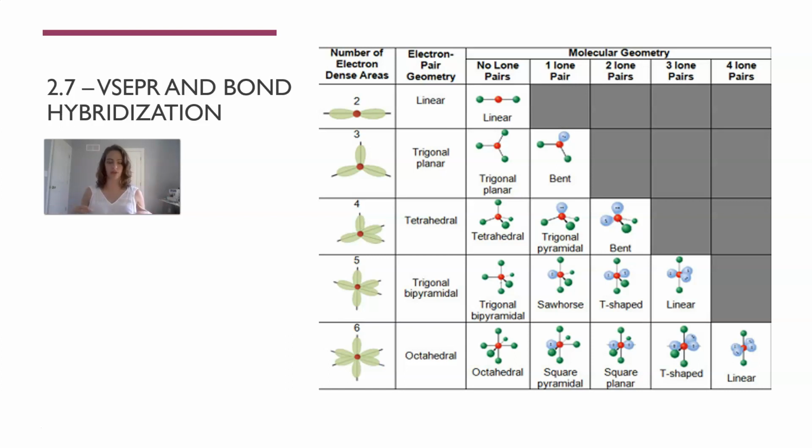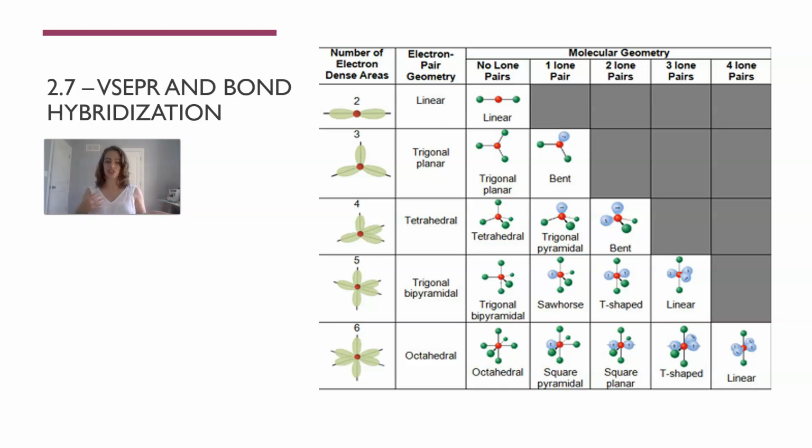Next one is square pyramidal. So if you have a central atom and 5 things on the outside and 1 lone pair, square pyramidal. Square planar is 4 atoms around your central atom and 2 lone pairs of electrons. So again, they're all in the same plane and they make a square. They actually make kind of a diamond, but a square.